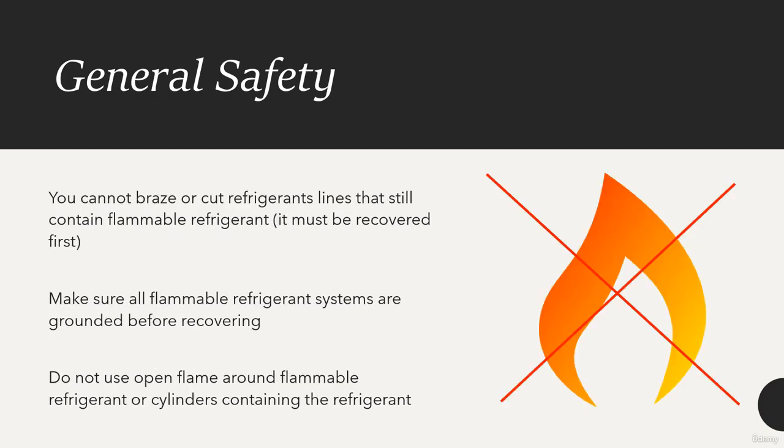You cannot braze or cut refrigerant lines that still contain flammable refrigerant. It must be recovered first. Make sure all flammable refrigerant systems are grounded before recovering. Do not use open flame around flammable refrigerant or cylinders containing a flammable refrigerant.